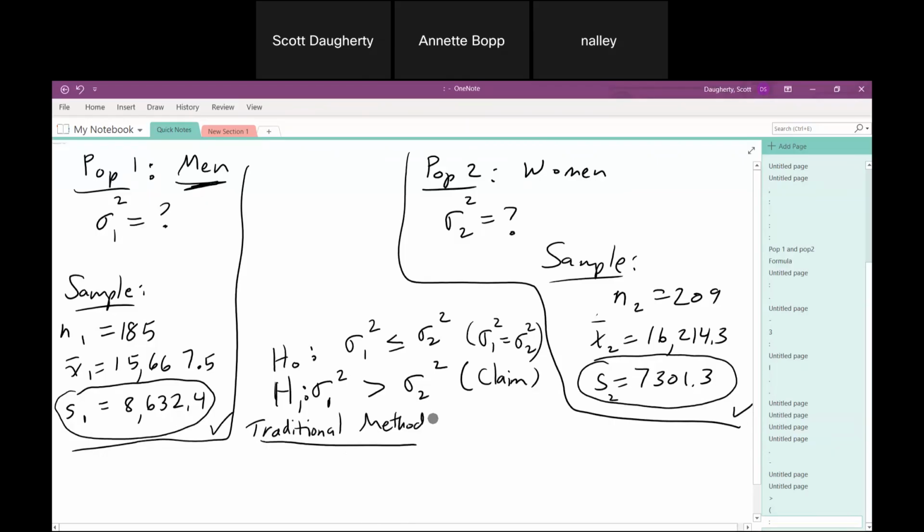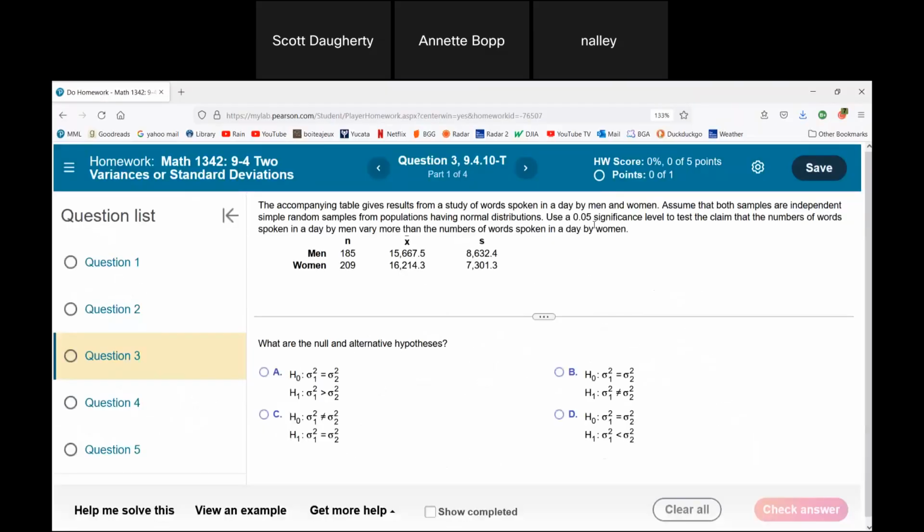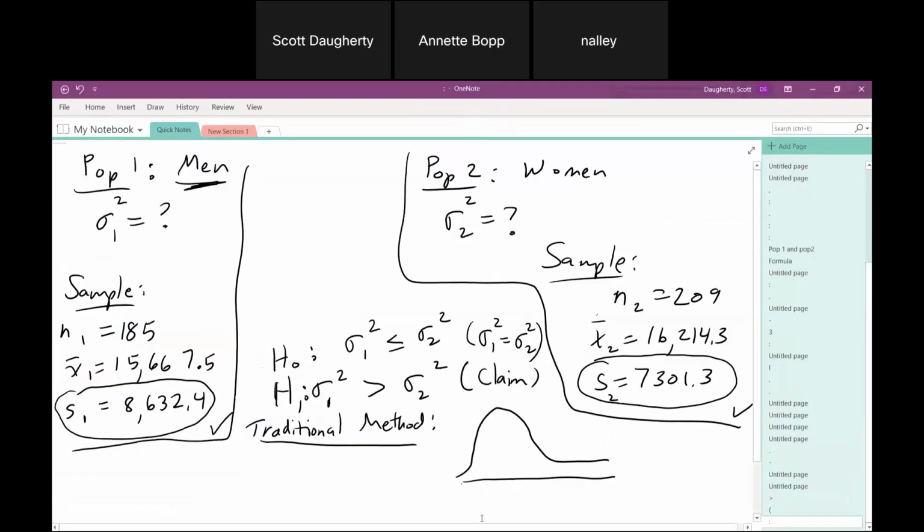And then we'll do the p-value method. Okay, so the traditional method, first of all, this is going to be an F distribution. So it's going to look like this. And then they told us they wanted to use a 0.05 significance level to test this particular claim. We're testing at 0.05.